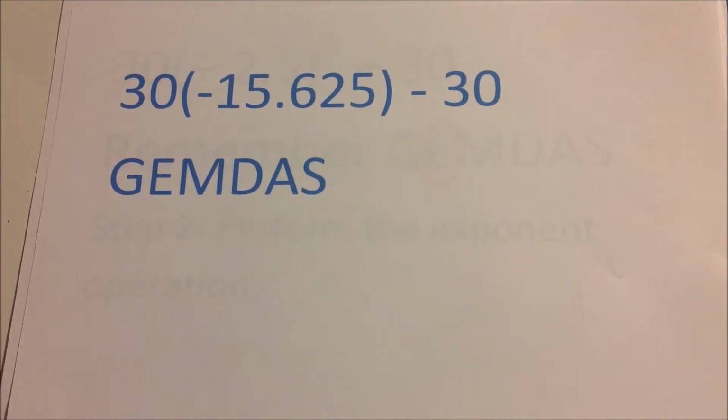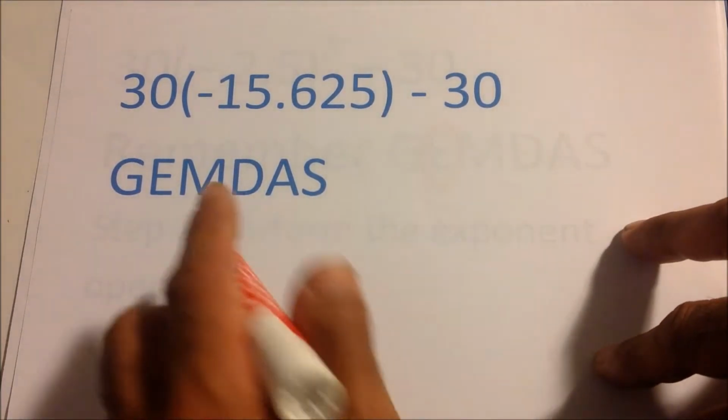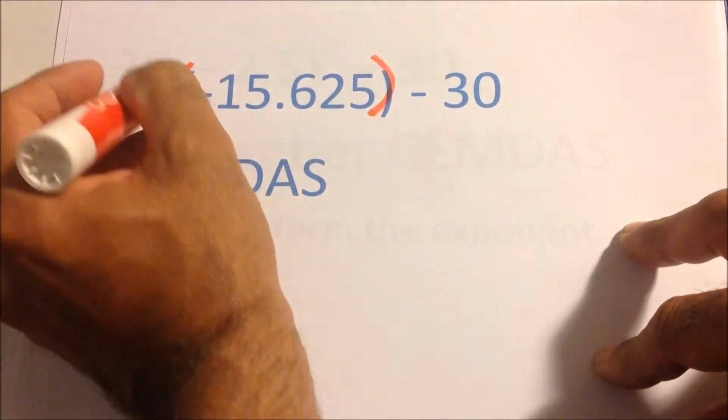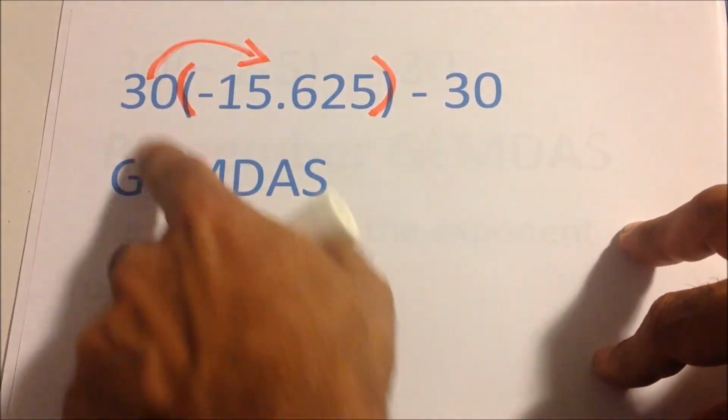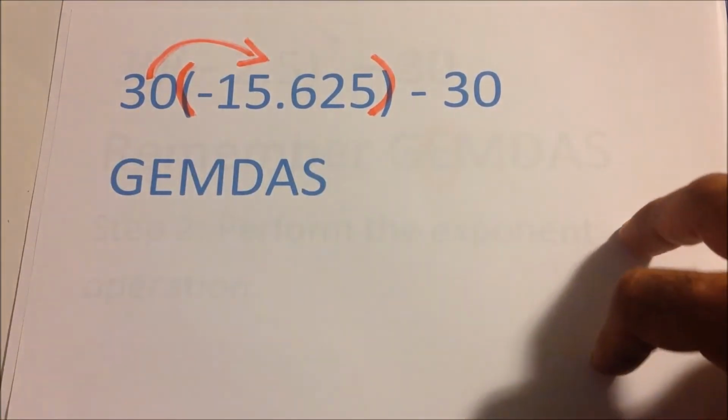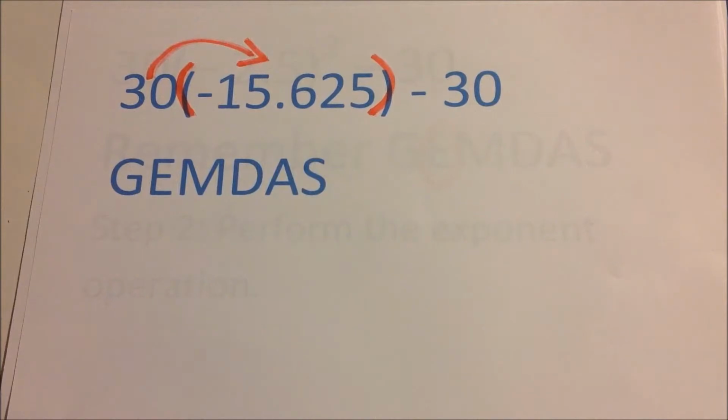Remember GEMDIS or PEMDAS. We're doing multiplication. Remember, when you see parentheses, we're distributing the 30 into here. That's multiplication. When you don't see a symbol, it's multiplication. So what would the next step be? Again, you should pause the tape and try to do this.